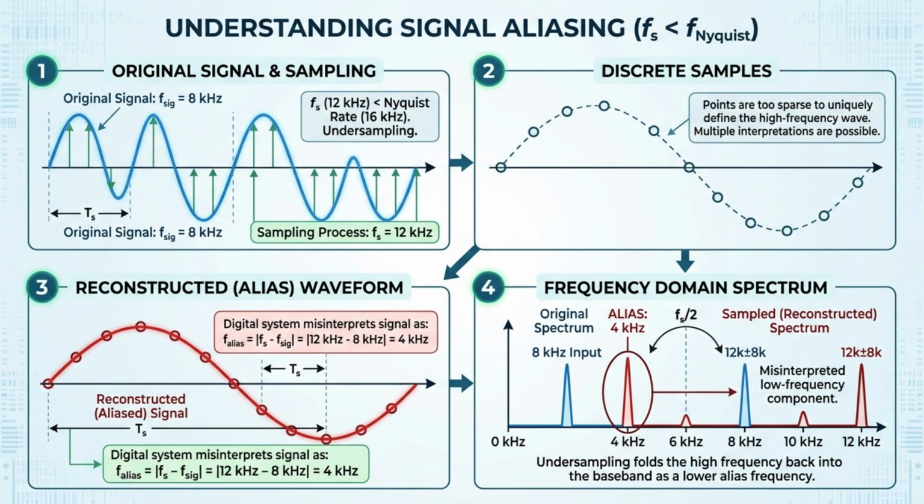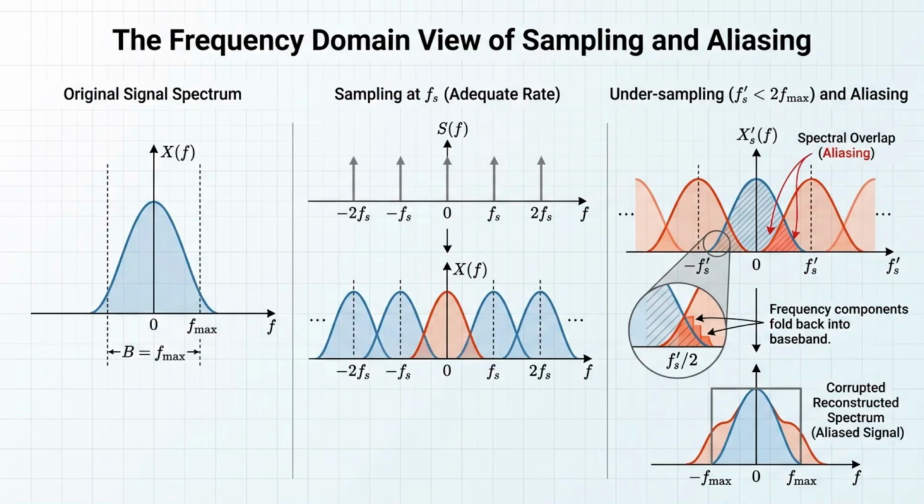Physically, consider a sinusoidal signal with a frequency of 8 kHz. If it is sampled at 12 kHz, the sampling frequency is below the required Nyquist rate of 16 kHz. The sampled points no longer uniquely represent the original waveform. As a result, the digital system may interpret the signal as a completely different lower frequency.